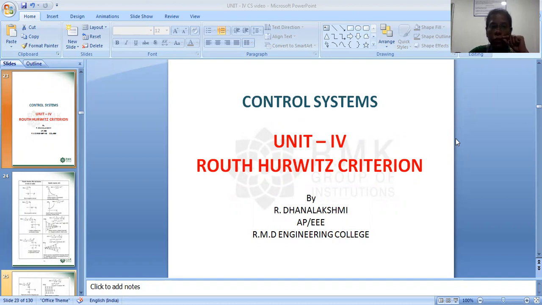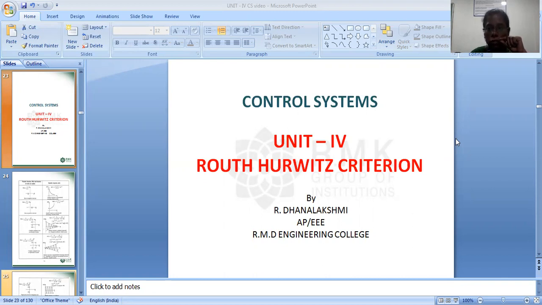In this session, I would like to discuss about Hurwitz Criterion, which is a very important technique to find the stability of a system. In control systems, our unit 4 is all about stability and compensator design. In order to find the stability of a system, we have to first locate the roots. We want to find out where the roots are lying in the S-plane, and based on that we can comment on the stability of the system.